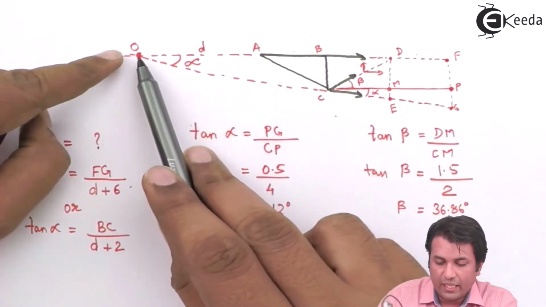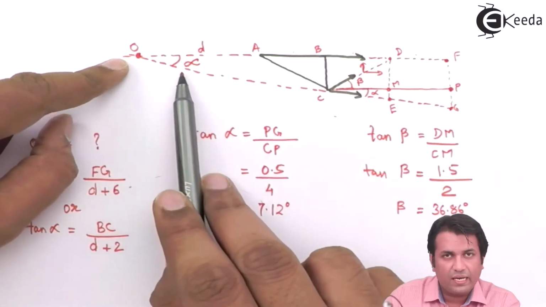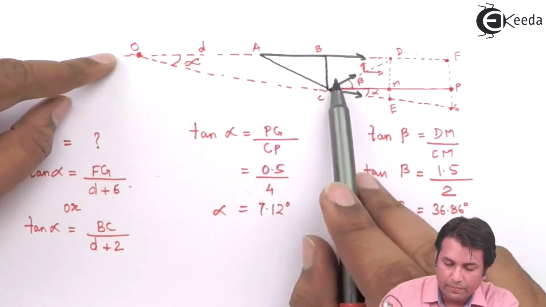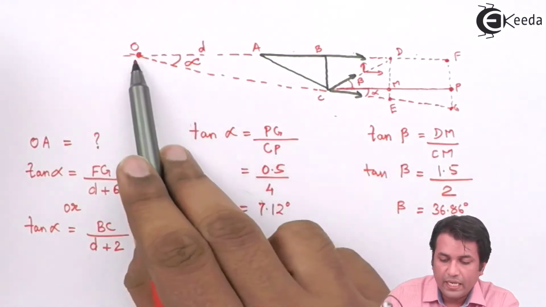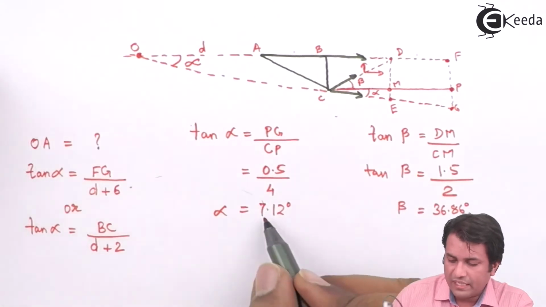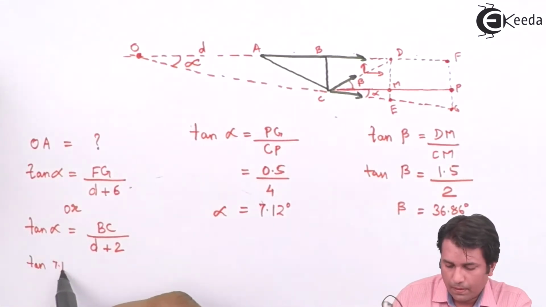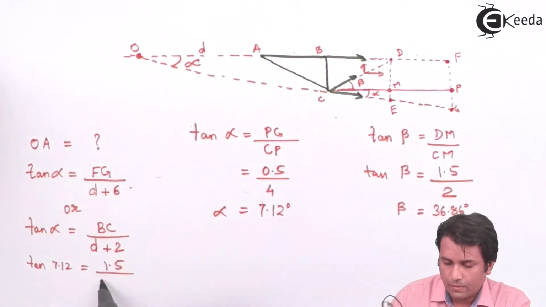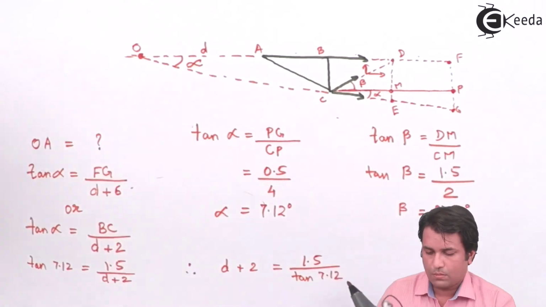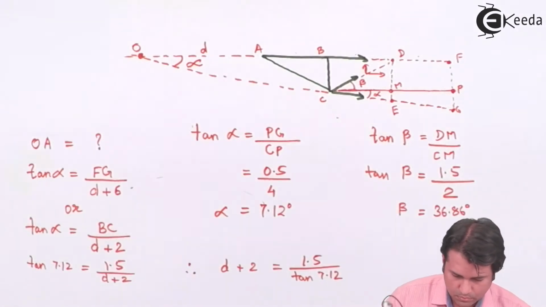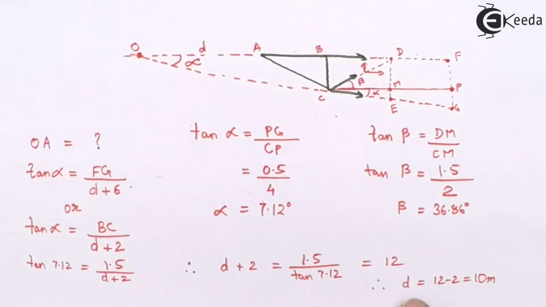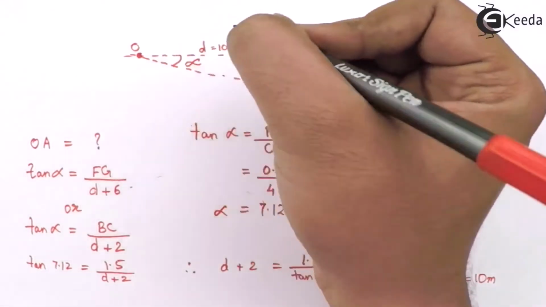Similarly, if I do it for this triangle, that is OBC, I still have the angle as alpha over here. I know BC is 1.5 meters. So I can write it as the opposite side, that is BC, upon the adjacent side. The adjacent side would be this distance, that is D, plus 2 meters. If I substitute the values, I know alpha is 7.2, and BC happens to be 1.5. So I have got the length D as 10 meters. So I can say this length is 10 meters now.